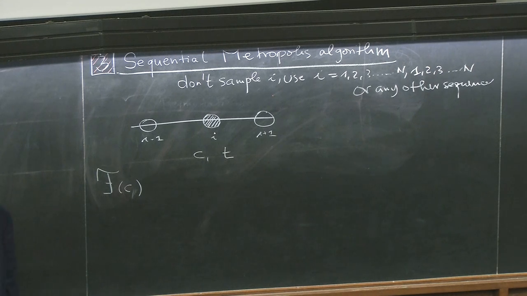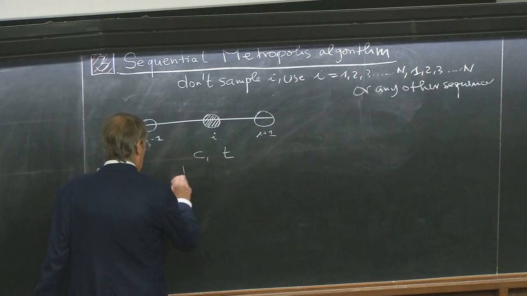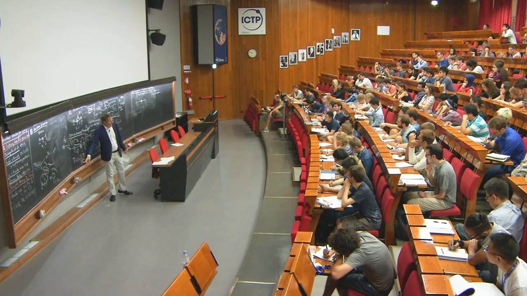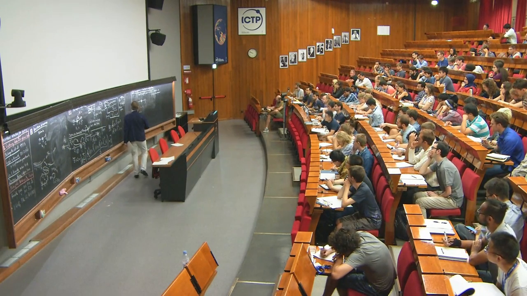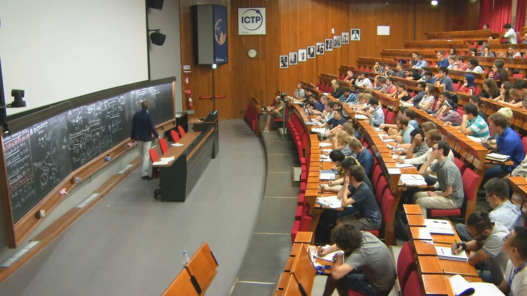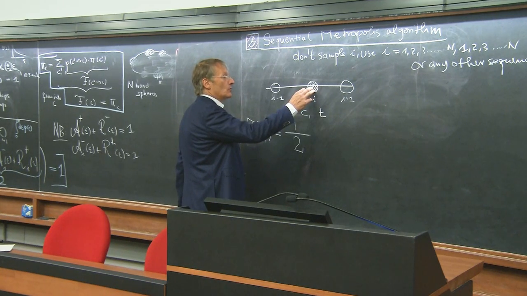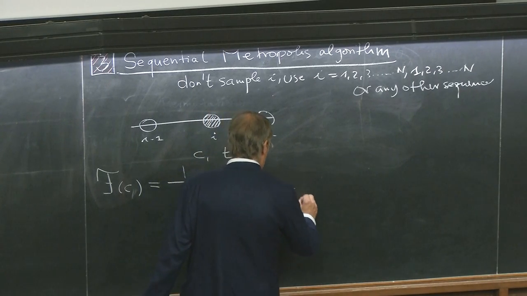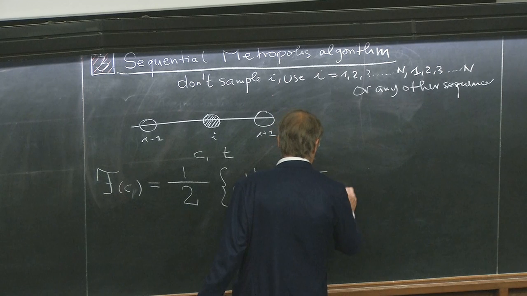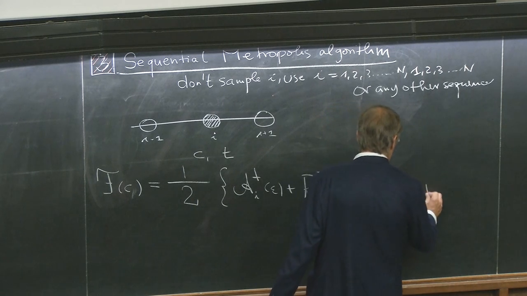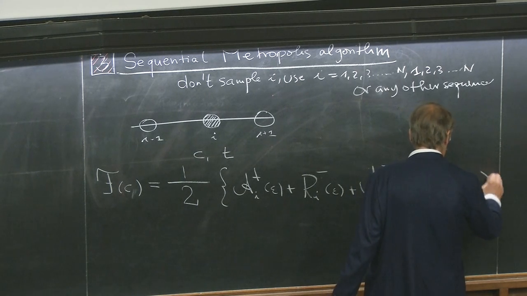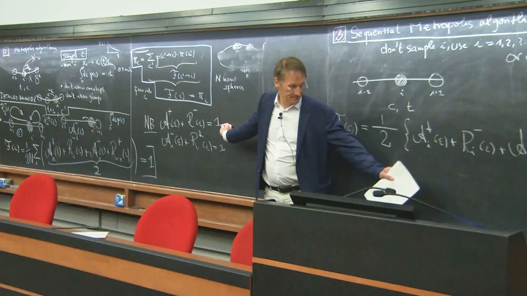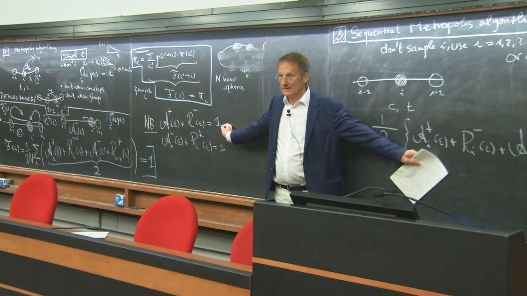Well, it can only come from moves or attempted moves of particle I. And now, I used to have a 1 over 2n, because n was the choice of I. But now I only have a factor 1 over 2, because I could have moved particle I or attempted to move forward or backward. And then I have a I plus of epsilon plus r I minus of epsilon plus a I minus of epsilon plus r I plus of epsilon. You see? What is it? It's equal to 1.